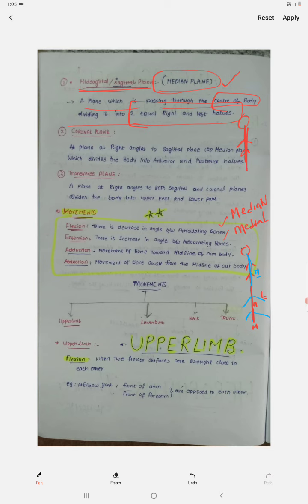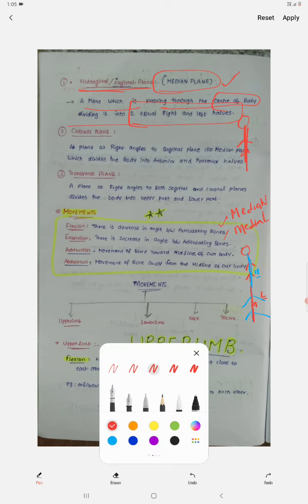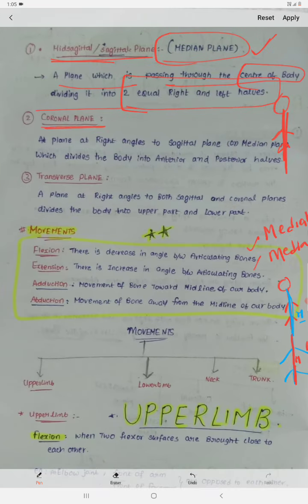Okay, and coming to the second plane, that is the coronal plane. The coronal plane is a plane at right angles to the sagittal plane. The coronal plane will be lying at 90 degrees to the sagittal plane or the mid-sagittal plane, which divides the body into the anterior and the posterior halves. We already saw that the mid-sagittal plane will divide the body into the right and left halves, whereas the coronal plane will be at 90 degrees to the mid-sagittal plane, and it will divide the body into the anterior and the posterior halves.